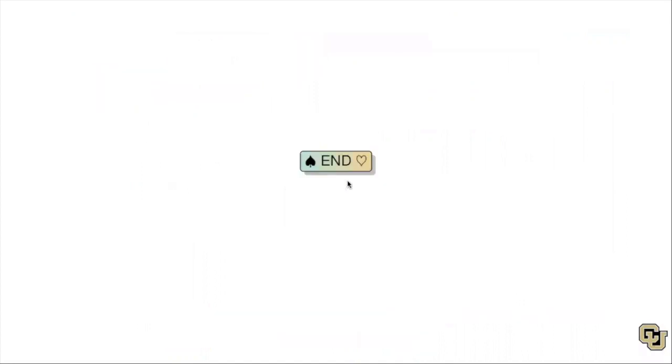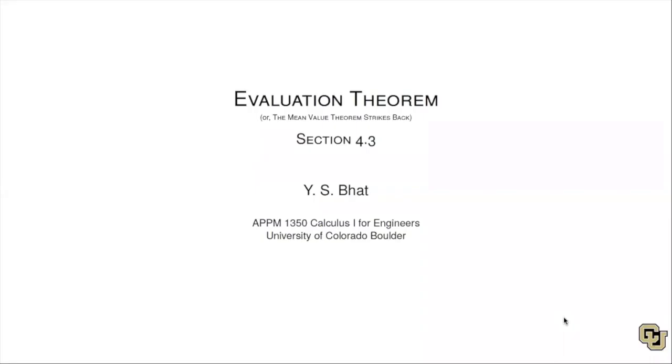So yes, let me now show you the beginning of the fundamental theorem of calculus, which makes it so that we can calculate definite integrals without doing this limit definition stuff, which, as you know, is quite tedious. So this is called the evaluation theorem. I like to also think of it as the mean value theorem strikes back. So you remember when we studied the mean value theorem, this right here is the real reason we studied the mean value theorem.